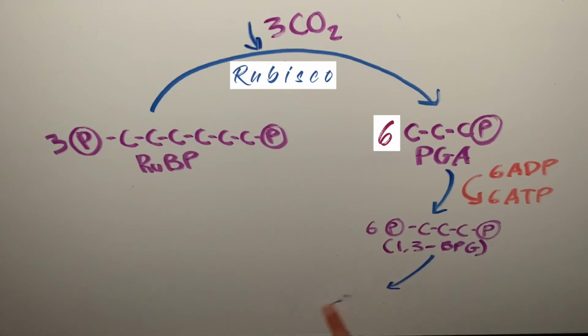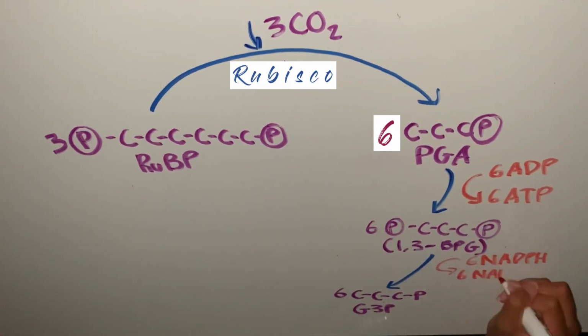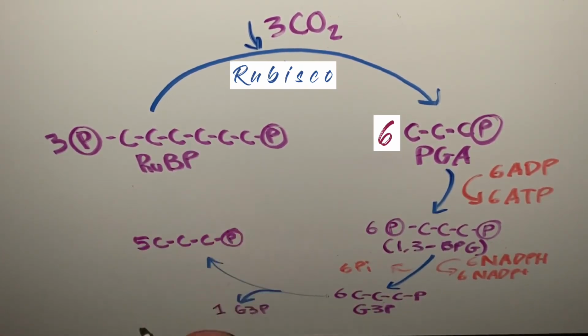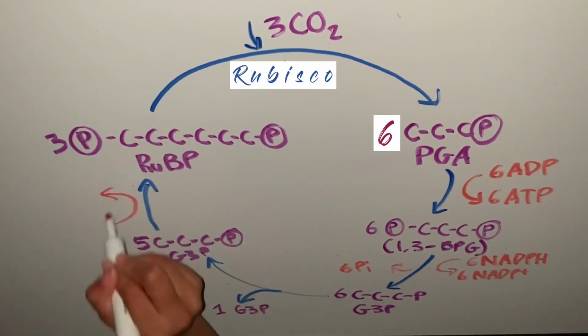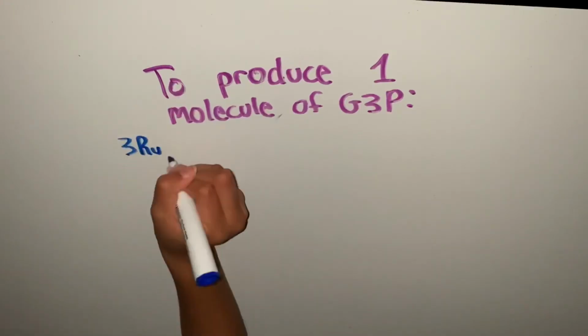This is reduced by NADPH and a phosphate group is released, producing 6 glyceraldehyde 3-phosphates, and then 1 G3P exits the cycle to be used to produce glucose. The remaining 5 G3P are converted to 3 RuBP using 3 ATP. Then the cycle keeps repeating to produce more G3P.